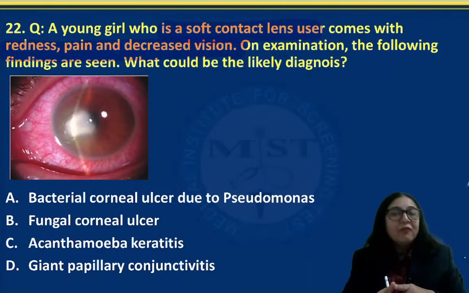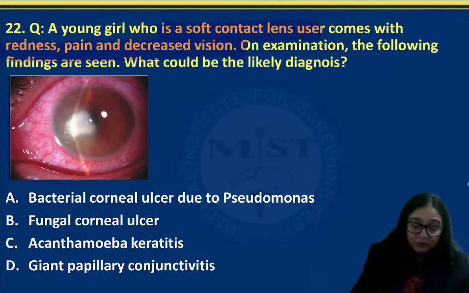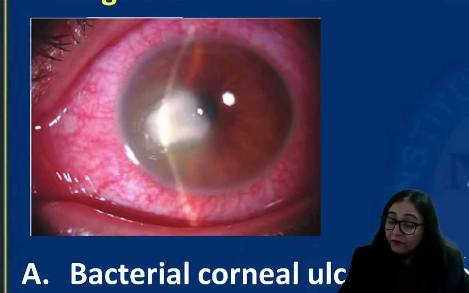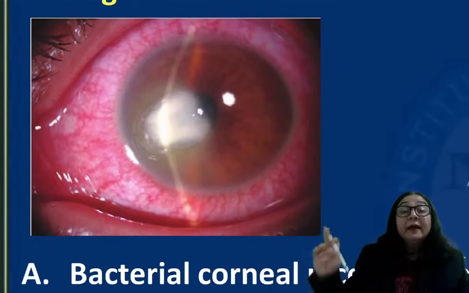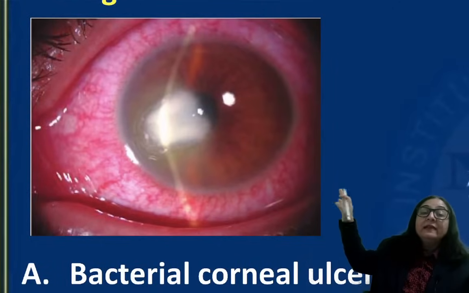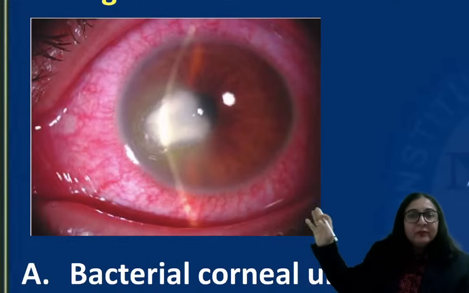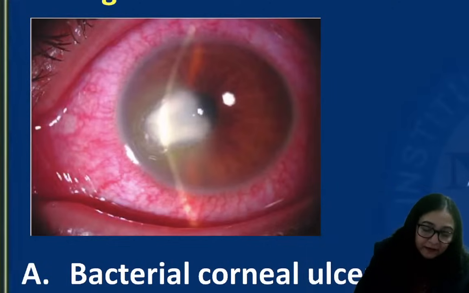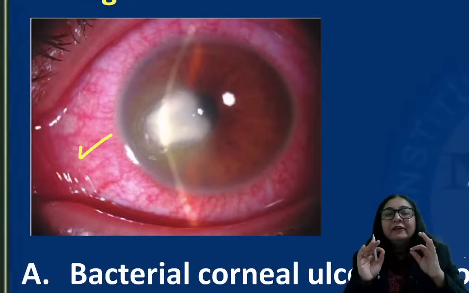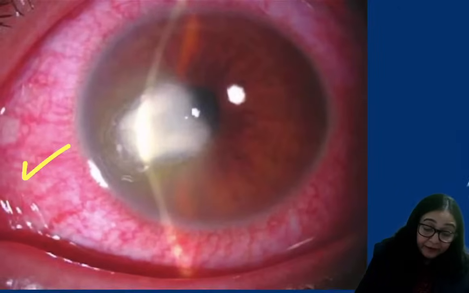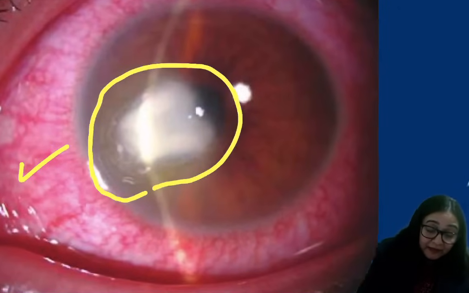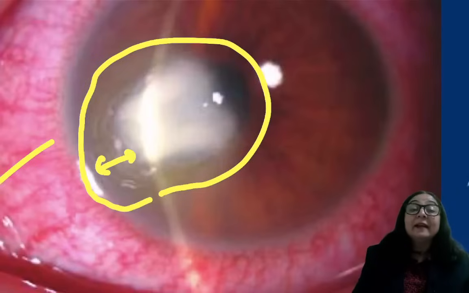On examination, the following findings are seen. What is the most likely diagnosis? So risk factor is soft contact lens user. Okay. There is redness, there is pain, there is decreased vision, and this is what you see in the eye, bache. Okay, so what do you see in the eye here? You are seeing a lot of redness, congestion. Okay, you are seeing that there is an infiltrate and ulcer on the cornea. Okay, so infiltrate and ulcer on the cornea in this area, and if you see very carefully, there is even thinning in this area, beta.